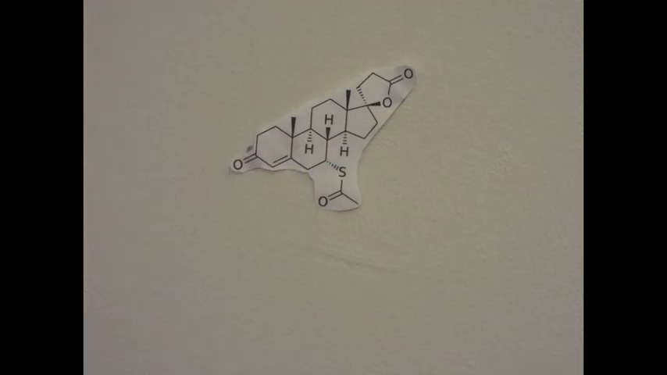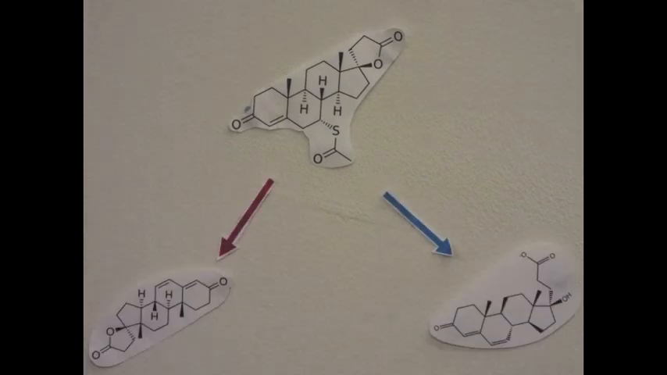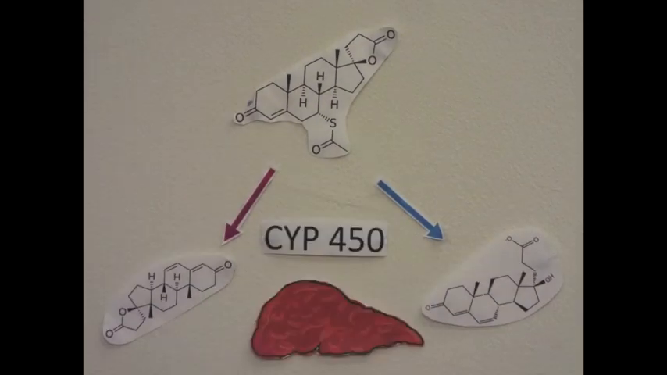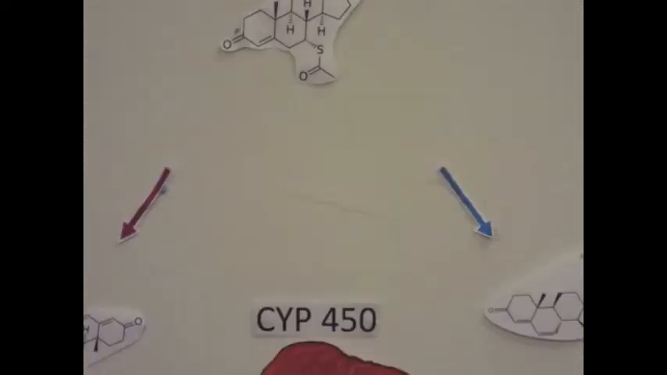Spironolactone is a pharmacologically active prodrug, with its active metabolites being canrenone and canrenoate. These are produced from first-pass liver metabolism by a cytochrome P450 enzyme, which removes the thioester to produce canrenone, and the lactone cyclic ester is split open and ionized to produce canrenoate, which is still biologically active.